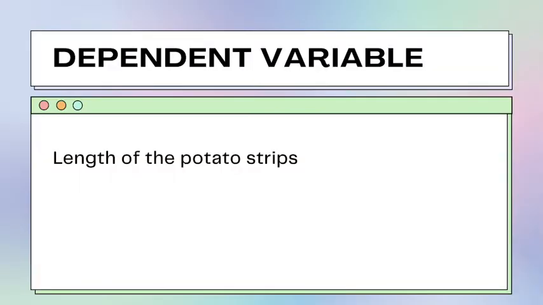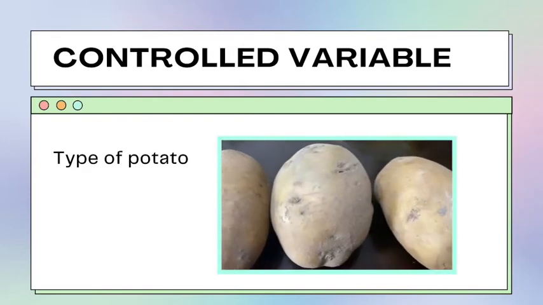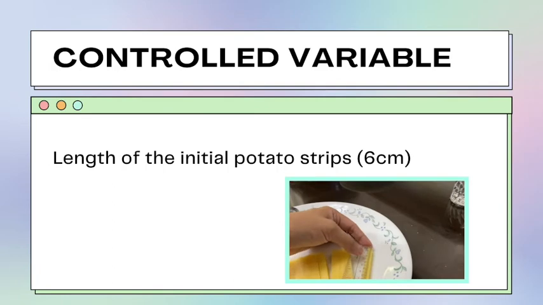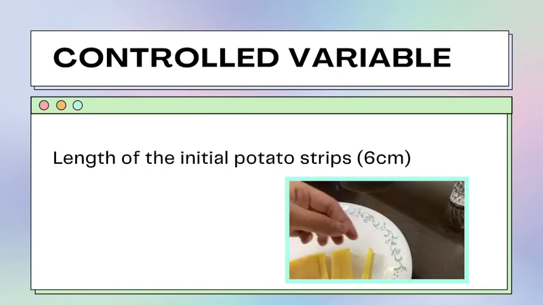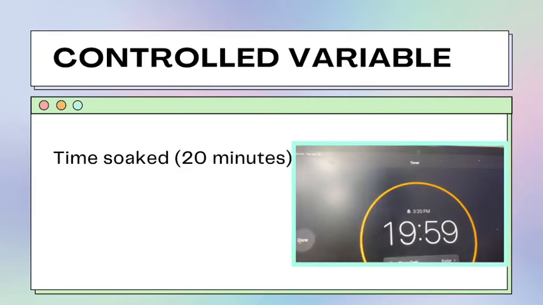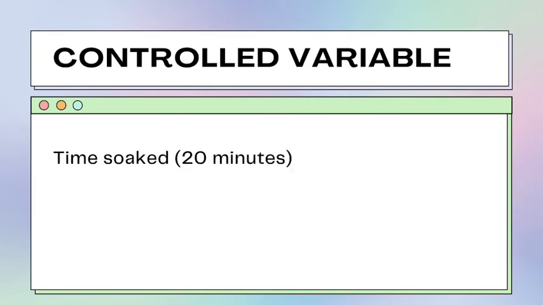Our dependent variable is the length of the potato strips. Our controlled variables are the type of potato, the length of the initial potato strips, which is 6 centimeters, the glass used, and the time it was soaked, which is 20 minutes.